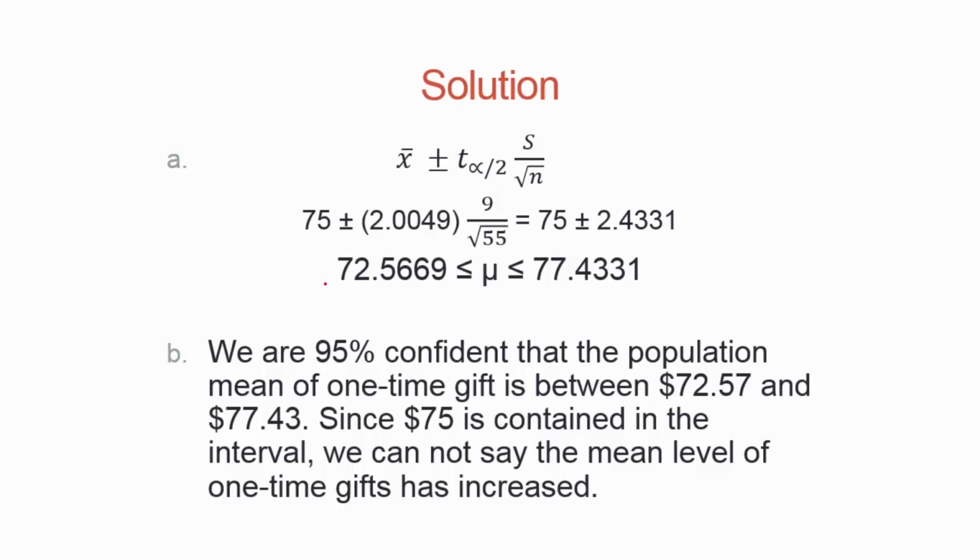The key question is, since $75 is contained in the interval, we cannot say that the mean level of one-time gifts has increased. In other words, we expect the level of gifts to be between $72.57 and $77.43, but because that contains the old value of $75, we can't say that the mean level of gifts has increased. If both of these values were greater than 75, we could say, yes, the level of giving has increased.